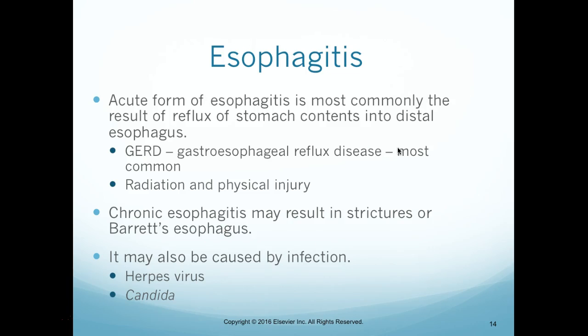Okay, esophagitis. In an acute form, esophagitis is most commonly the result of reflux, so GERD. What is GERD? It's gastroesophageal reflux disease. It's very common. Most people have it. Chronic esophagitis may result in strictures or Barrett's esophagus. We're going to talk about Barrett's esophagus a little bit. It's a cancer that we need to pay attention to, and it's caused from GERD. Esophagitis can also be caused by infection, herpes, and candida.